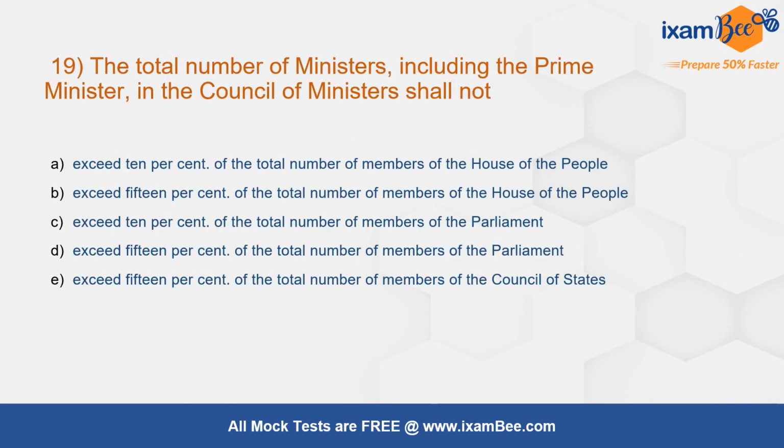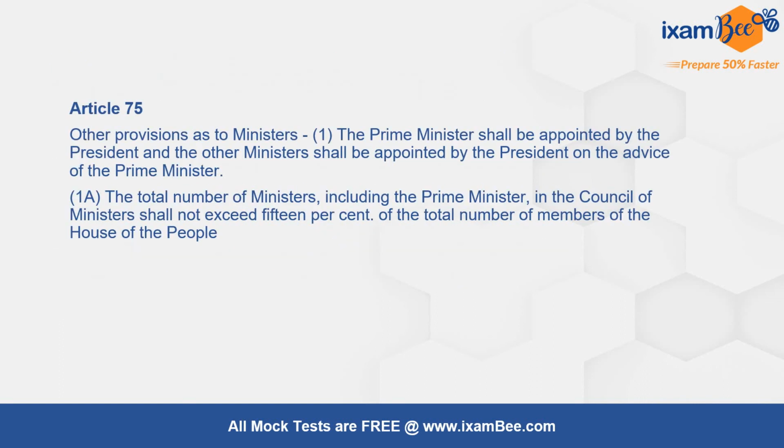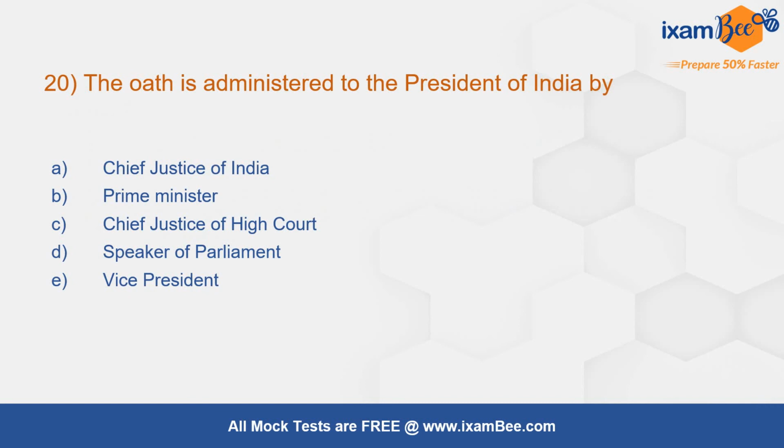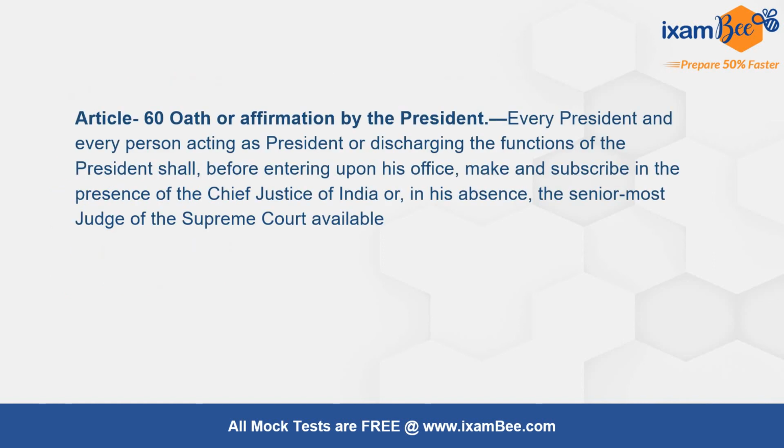Question number 19. The total number of ministers, including the Prime Minister, in the Council of Ministers shall not. The correct answer is exceed 15% of the total members of the House of People. So total number of ministers cannot exceed 15%. This is given under Article 75. Question number 20, last question of this video. The oath is administered to the President of India by. The correct answer is Chief Justice of India. This is given under Article 60.